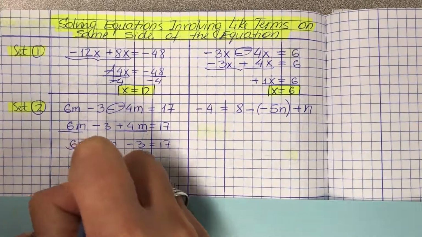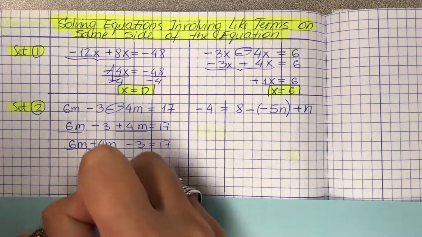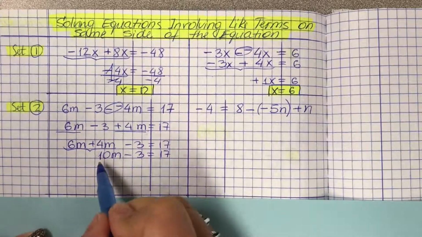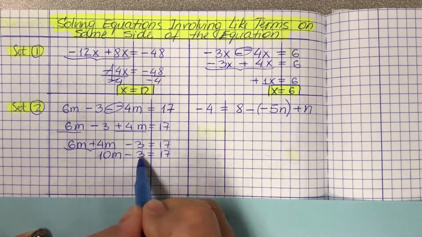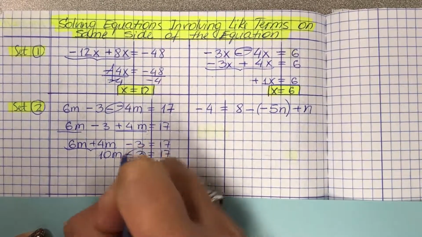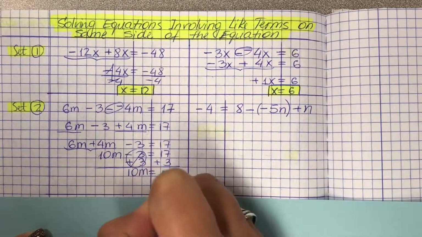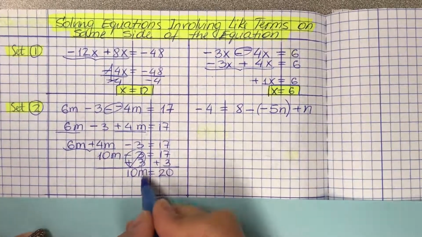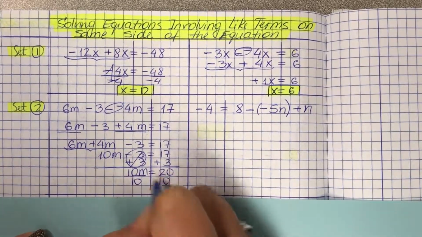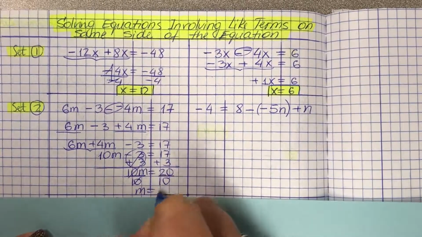When I combine the like terms, 6m plus 4m equals 10m. Then I have a multiplication and subtraction. So using inverse operation on the constant, we add 3. Bring down 10m. 10m is multiplication. Division is the inverse operation, so divide by 10. And the solution will be 2.